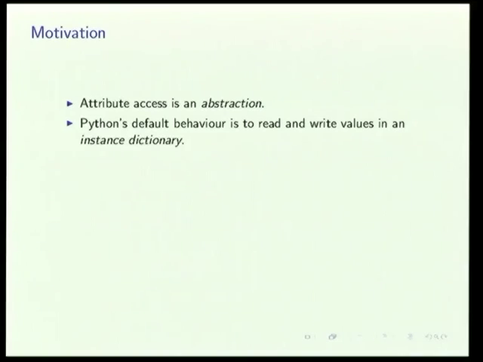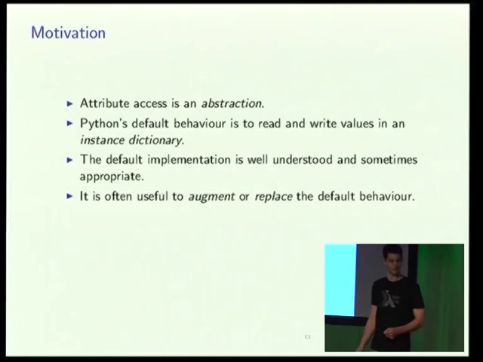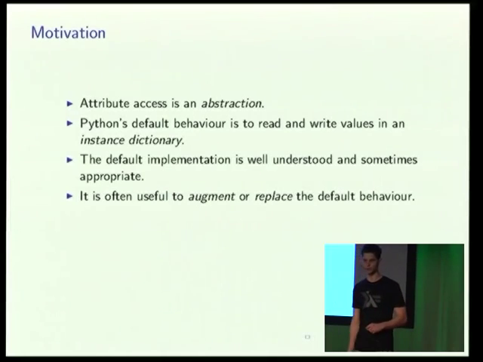So the motivation of descriptors. The first point I'd like to make is that attribute access is an abstraction. In Python, there's a default implementation that is to read and write values in an instance dictionary. But that doesn't have to be the implementation of attribute access. The default implementation is well understood. It's often appropriate. But it is also useful to be able to augment or indeed replace the default behavior of attribute access.